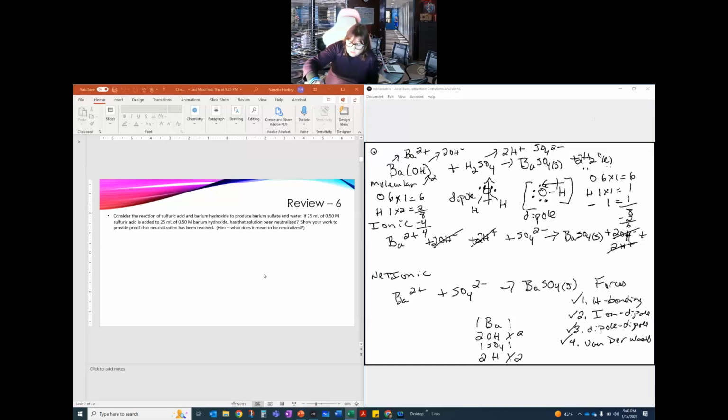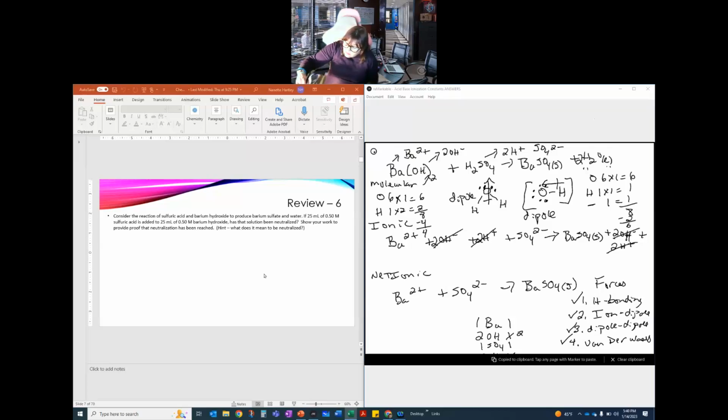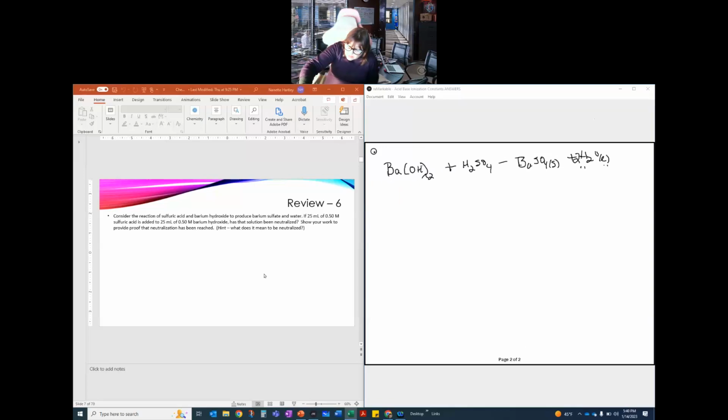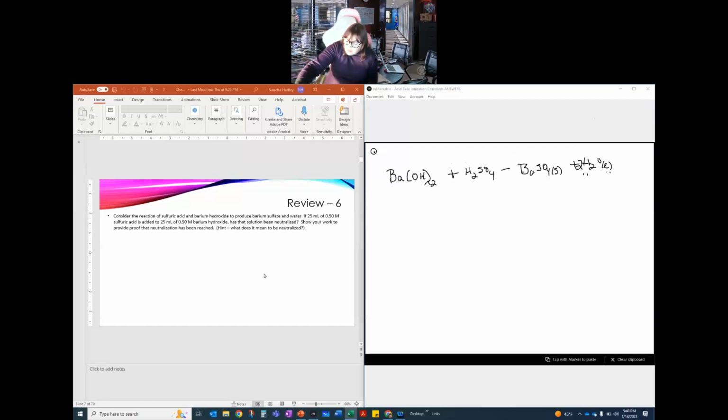Obviously, I don't have a lot of space here, so I'm going to do some magic with my cute little thing. And I'm going to highlight this equation, and I'm going to copy that, and I'm going to put that here. So I have it again. And notice I'm leaving myself some space above that. I'll talk about that in just a minute.